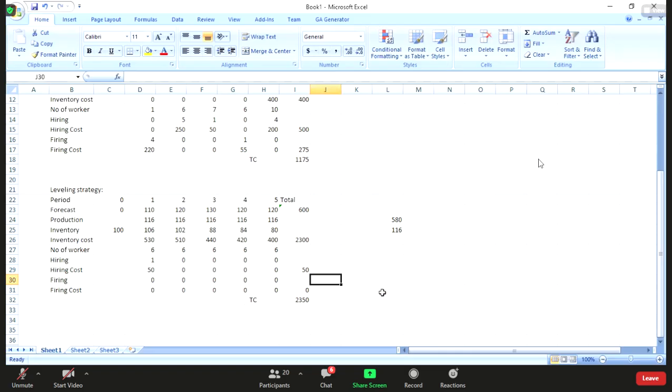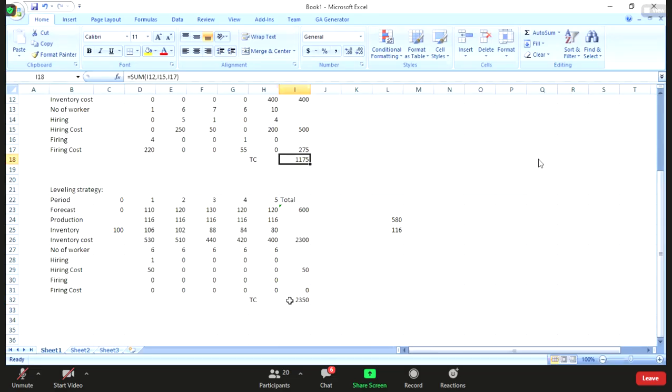Now we can prove it. Theoretically, in the leveling strategy, because there is no dynamic, the hiring and firing cost will be lower. See, very low. The hiring cost is only 50, close to 0, and the firing cost is exactly 0. No firing at all. In period 1, we just need to recruit one worker, and the cost is only 50. But the inventory cost will be higher. The total is $2,350.